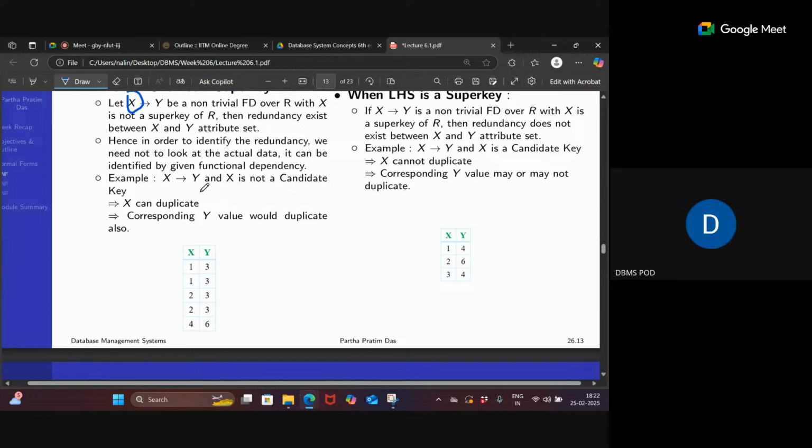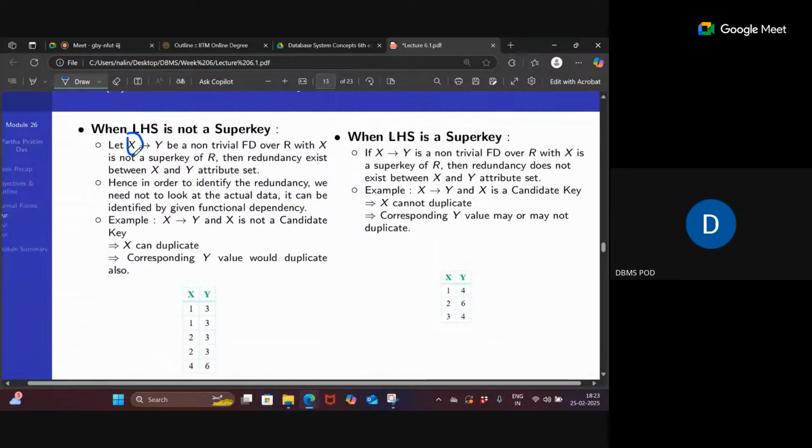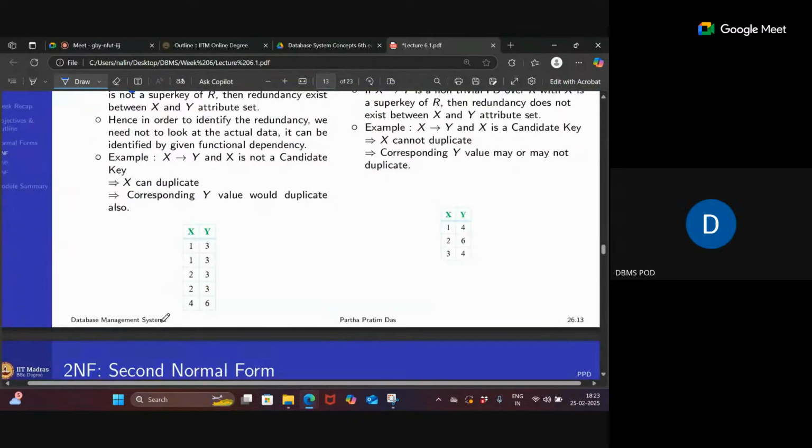If redundancy is present or not in our relation, it is not required to look at the table. By seeing the functional dependency alone, we can say whether redundancy is possible or not. So let us see the functional dependency X determines Y. Here X is not a super key. Then redundancy will exist between X and Y. The same thing here is described using the example.